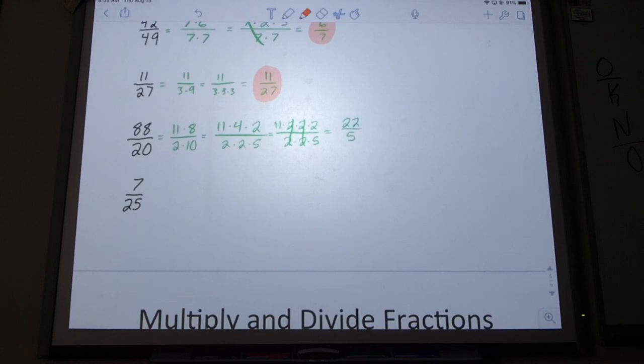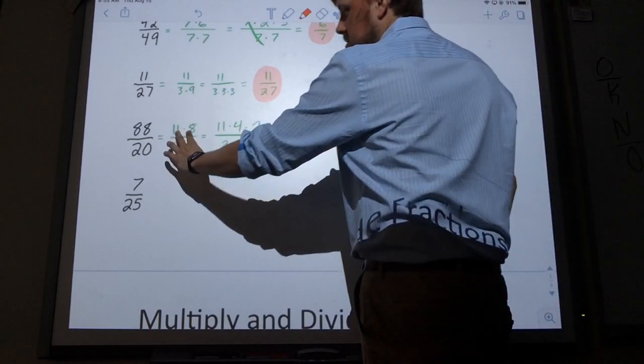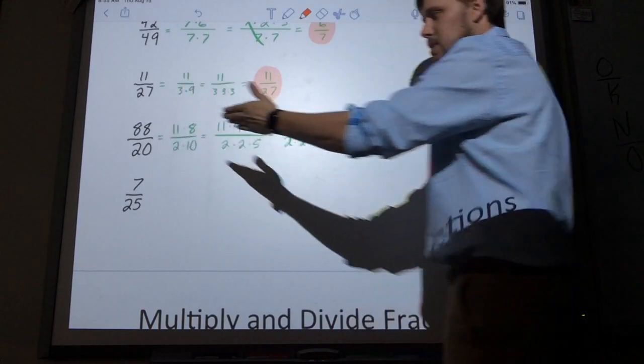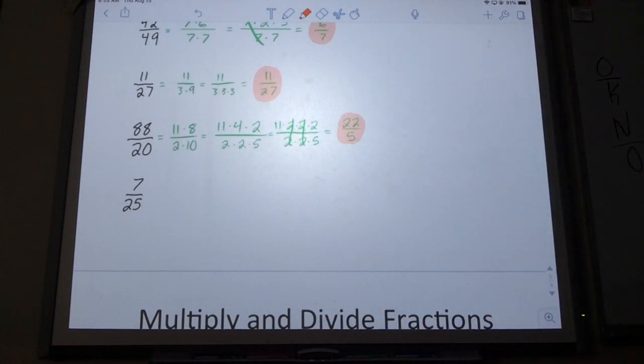Okay, on the first one, did anyone get 22 over 5? Awesome. Again, you will get to that answer if you didn't use these two factors. If you did 2 and 44, that'll be fine. If you split it up into 4 and 22, then you'd be fine too. You just have to split both of those, right?